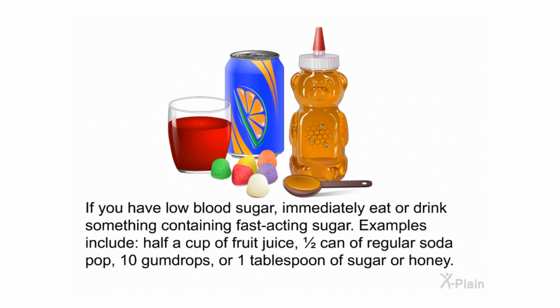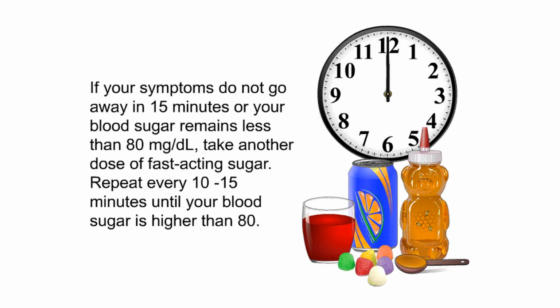If you have low blood sugar, immediately eat or drink something containing fast-acting sugar. Examples include half a cup of fruit juice, 1/2 can of regular soda pop, 10 gumdrops, or 1 tablespoon of sugar or honey. If your symptoms do not go away in 15 minutes or your blood sugar remains less than 80 milligrams per deciliter, take another dose of fast-acting sugar. Repeat every 10 to 15 minutes until your blood sugar is higher than 80.